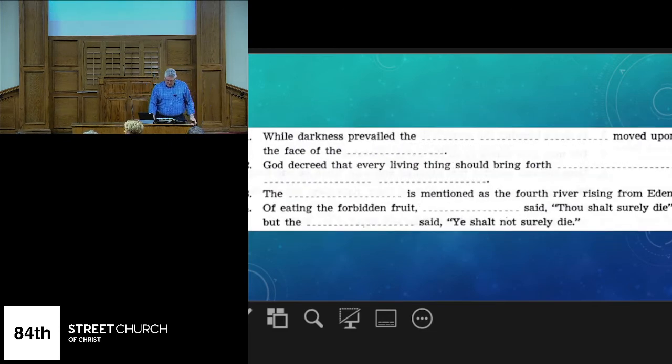So in the next one, which is very similar to this one, it says, while darkness prevailed, the blank moved across the face of the blank. Spirit of God. We would expect that to be the Holy Spirit if it's specific, because we know all of God was active in creation, but this Spirit seems to be the Holy Spirit.